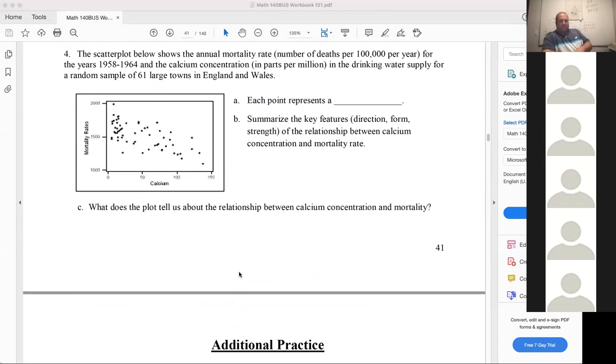4. The scatter plot below shows the annual mortality rate from 58 to 64 and the calcium concentration in the drinking water supply for a random sample of 61 large towns in England and Wales. Each point represents a what?